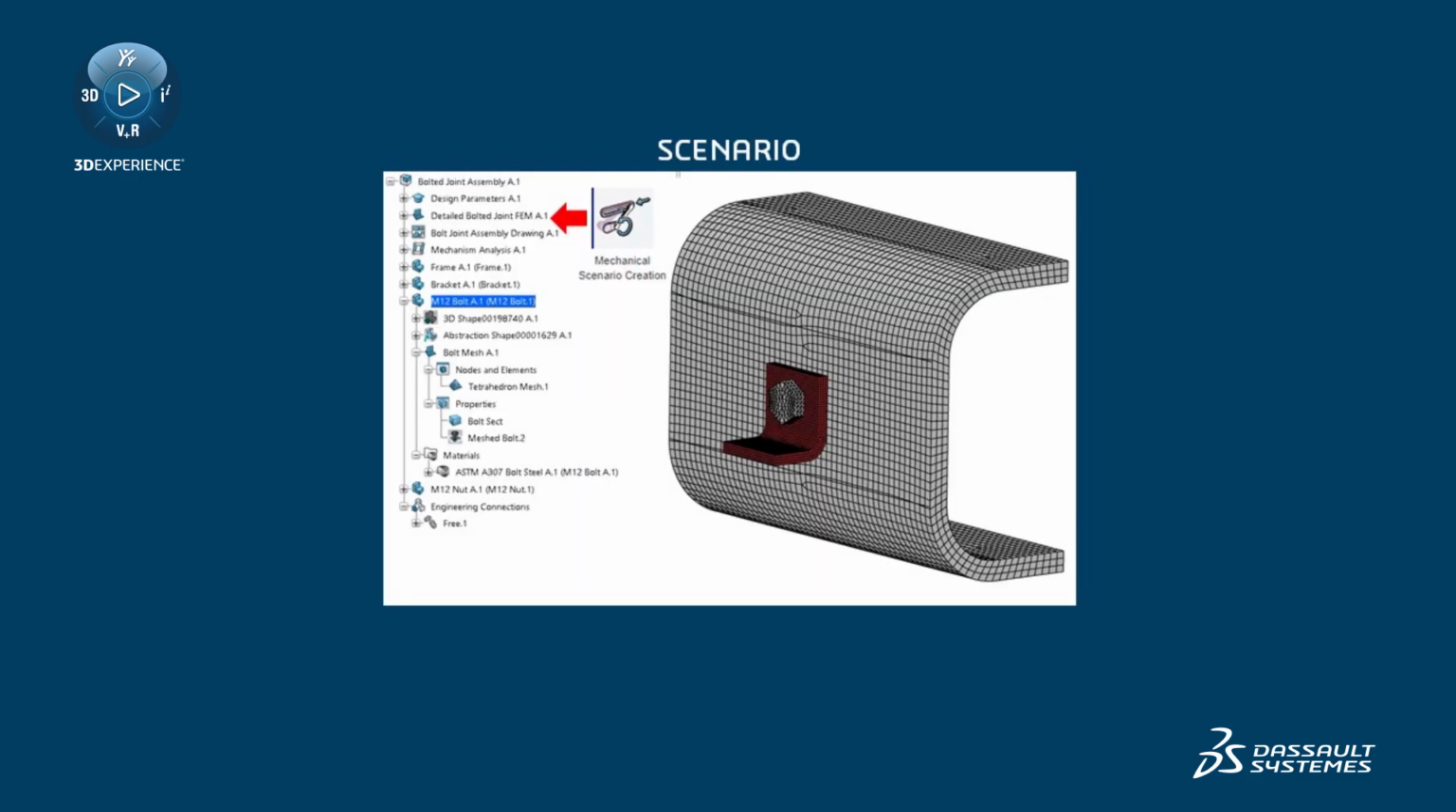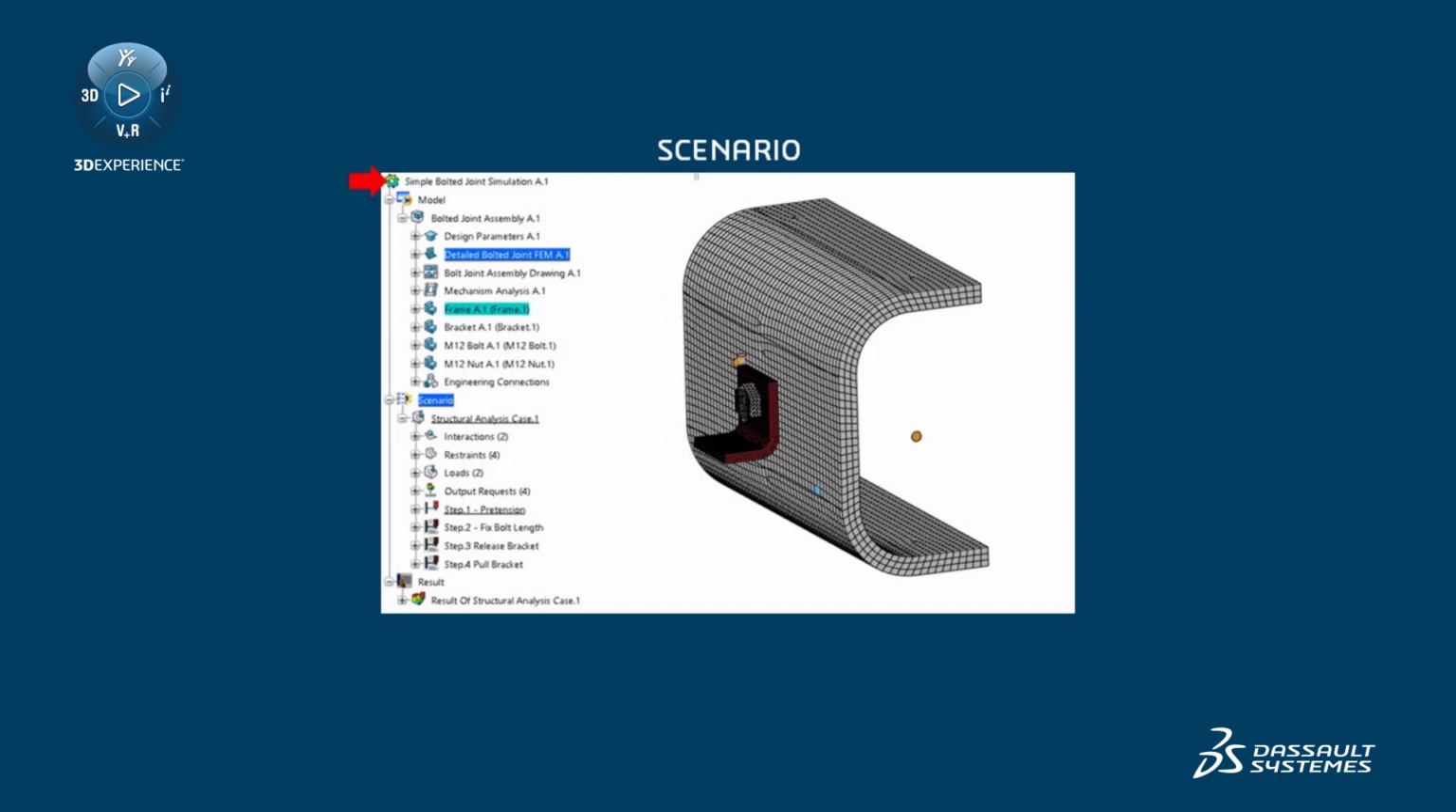To define the scenario, we simply activate the finite element model, click on the compass, and select one of the scenario creation apps. This creates a new tab containing a new physics simulation. The scenario includes contact interactions, restraints, loads, and output requests. It also includes step definitions.